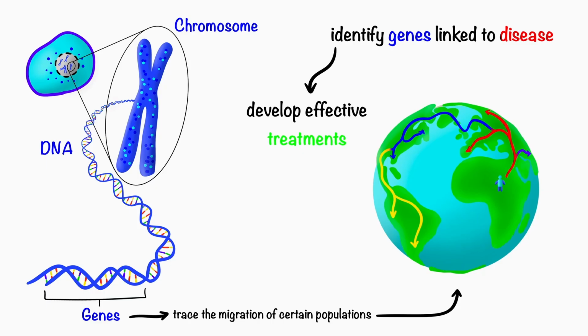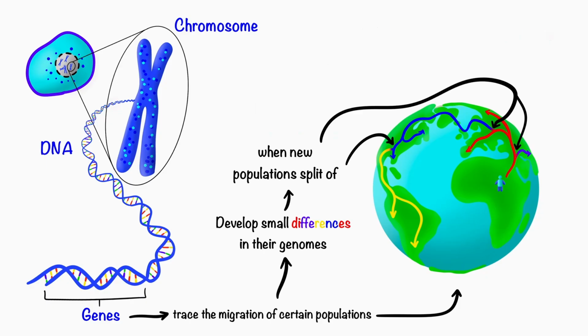All modern humans are descended from a common ancestor in Africa, but humans can now be found all over the planet. The human genome is mostly identical in all individuals, but as different populations of people have split off in different directions, they gradually developed small differences in their genomes. By investigating these differences, scientists can work out when new populations split off and what paths they took.